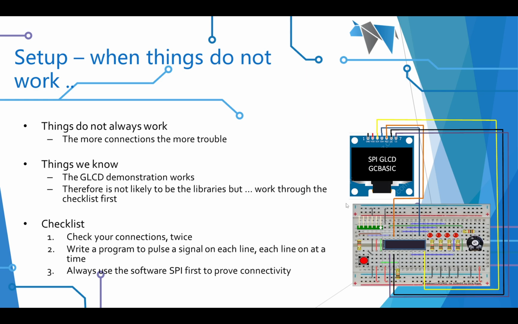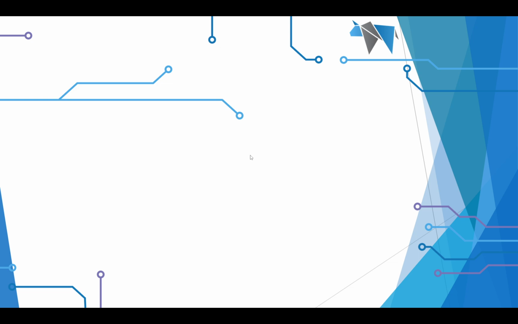And you should always use Software SPI to prove your connectivity. If you've got a problem, just use Software SPI because you're not using the hardware inside the chip, and it will still work. It will just be a little bit slower, but it just proves that all your connections are correct. And then get in contact with us if you've got an issue.